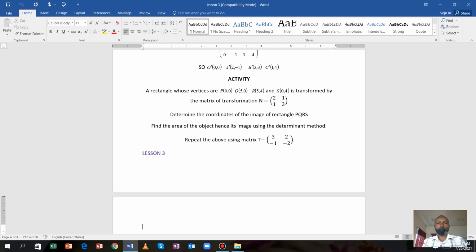Now I want you to again repeat the same question, using this time matrix T, and this T is now 3, 2, -1, -2. The same question, so you only change that N to T and follow the same procedures. At the end of it all, it shall be at par.